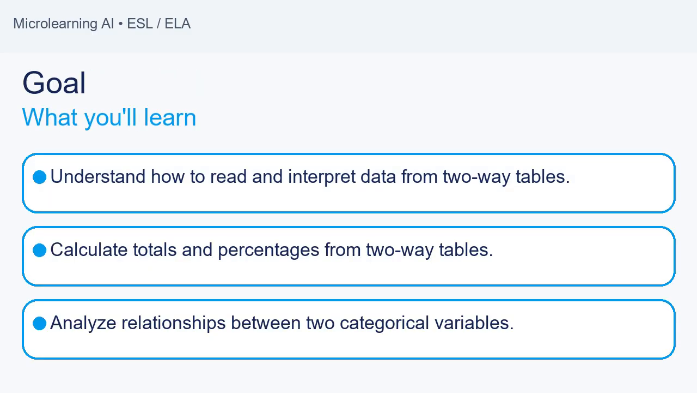Goals for this lesson. Understand how to read and interpret data from two-way tables. Calculate totals and percentages from two-way tables. Analyze relationships between two categorical variables.